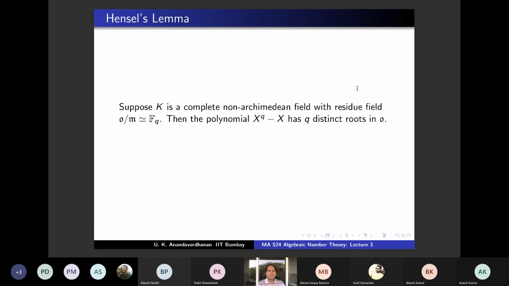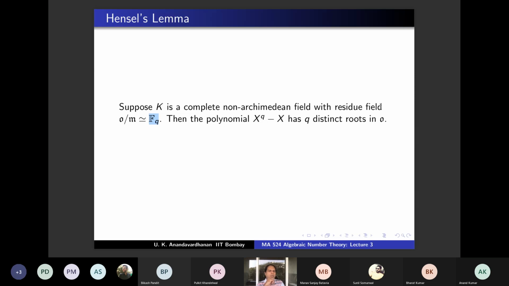This is an application of Hensel's lemma. All of you are clear with this? This is a very important statement: if you take the polynomial x^Q minus x, then it has Q distinct roots in O if you are in a complete non-Archimedean field with residue field F_Q. Statement is clear, no? Residue field need not be finite, but assume it is finite, then it is F_Q for some Q. Take that particular Q and consider x^Q minus x, the same Q, and then this has Q distinct roots in the ring of integers O.